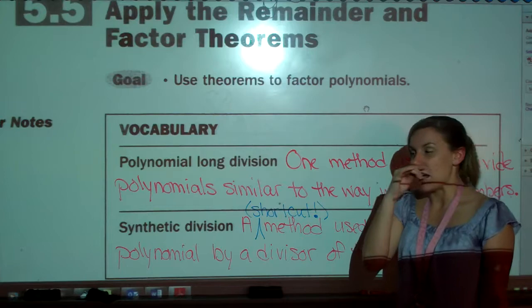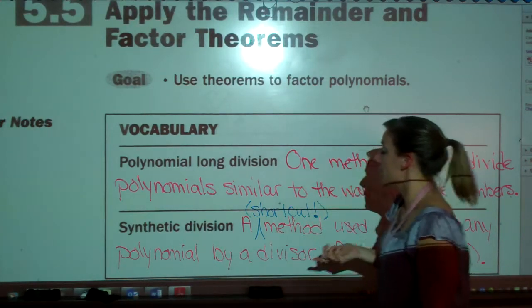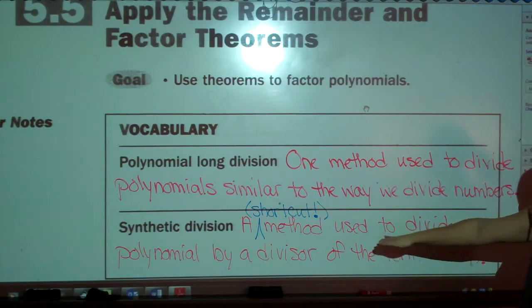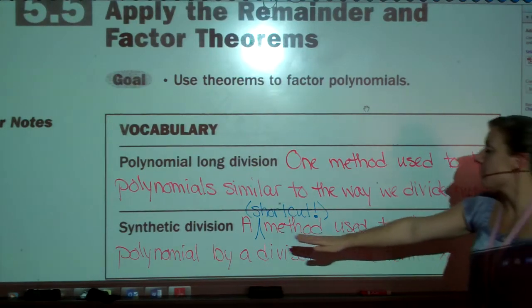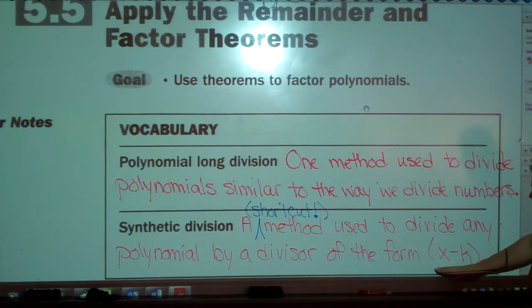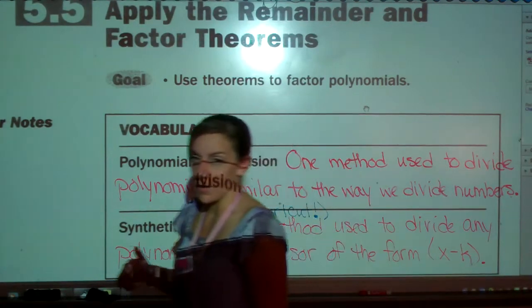It's a nice different way to organize division that usually goes faster and smoother, and it's the way that we divide polynomials as long as the divisor is in the form x minus a number. Okay, and we'll talk about how to make sure it's that when we get there, okay?